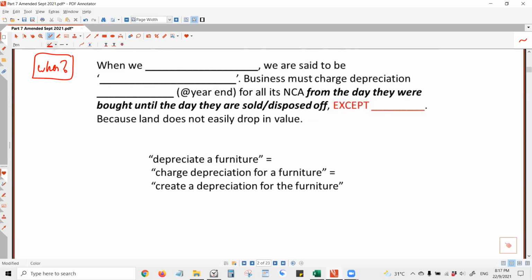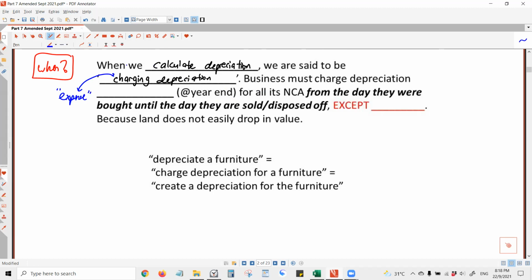Okay, here is about the terminology. You have to understand the terminology. When we calculate depreciation, there's another term for this. We are said to be charging depreciation. It means the same thing. Calculate depreciation means the same as charging depreciation. The reason they use the word charge is because whenever you see the word charge, it means it's an expense.